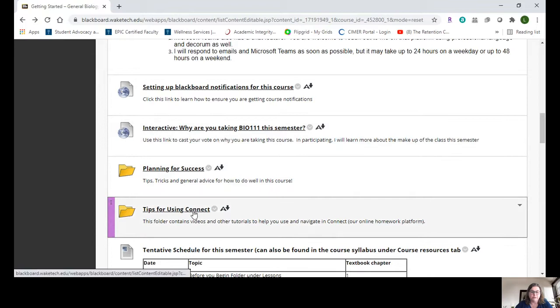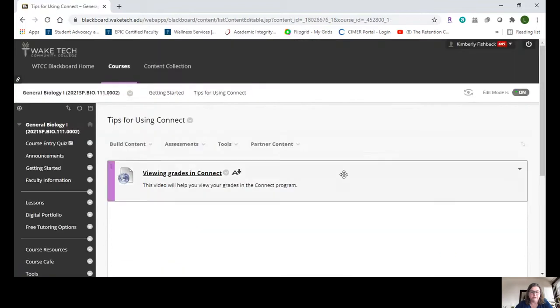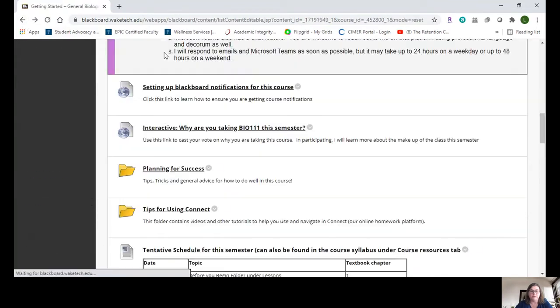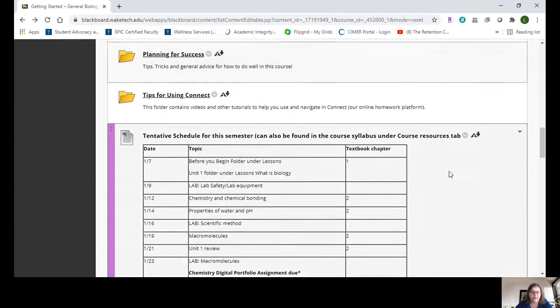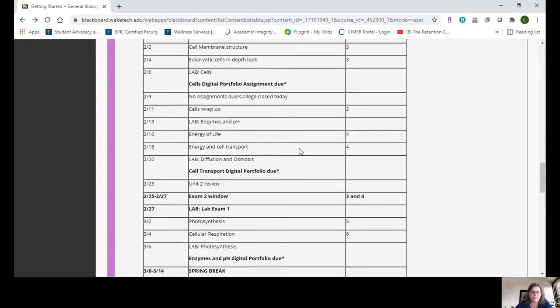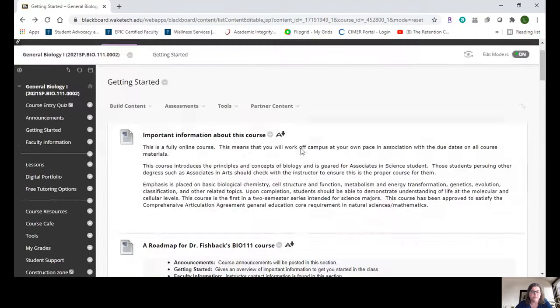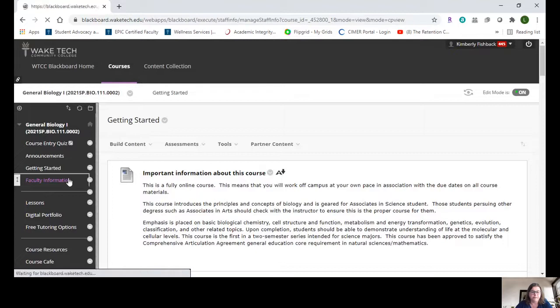I've also got some tips for using Connect. This course uses the Connect resources from McGraw-Hill quite extensively. And so the students need to know how to navigate in that platform. I've got a tentative schedule as well posted in the Getting Started tab.